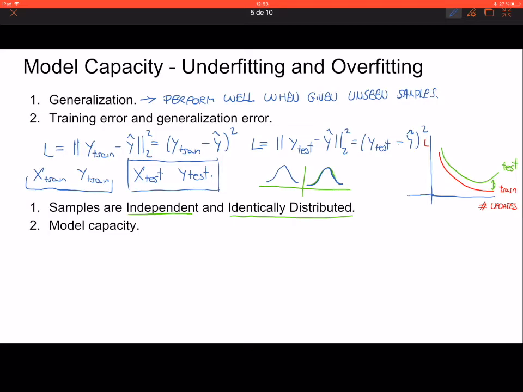Okay, so that's a requirement for evaluating my model on a test set. It needs to come from the same distribution.